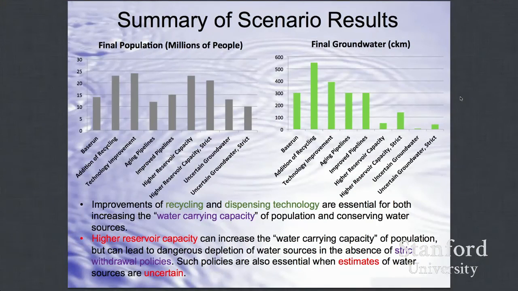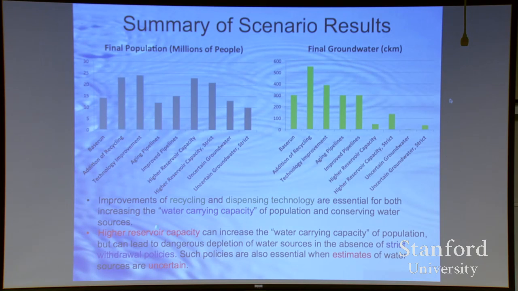So, I can show a comparison of all these different experiments we did, different policies and different management options that we looked at. We can see that recycling technology can increase the population, the water carrying capacity of the system, and can conserve water sources. Then we looked at this surprising scenario for higher reservoir capacity that could lead to dangerous depletion of groundwater sources. However, we could prevent that with strict withdrawal policies, long-term policies, and these policies are also important when we had high uncertainty in our estimates for the groundwater sources.